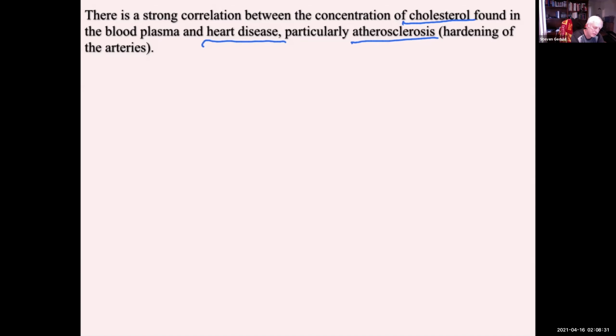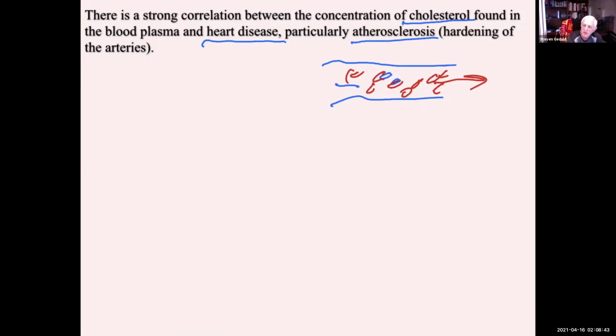So if this is your artery, okay, blood flows through here, all your red blood cells. Actually, let me use red for red blood cells. That makes more sense. Okay, and they flow through your arteries. That goes to your brain, to your heart, stuff like that.